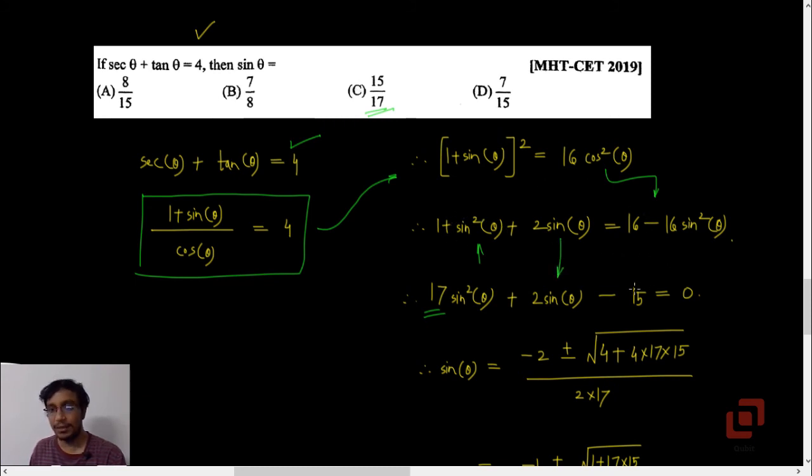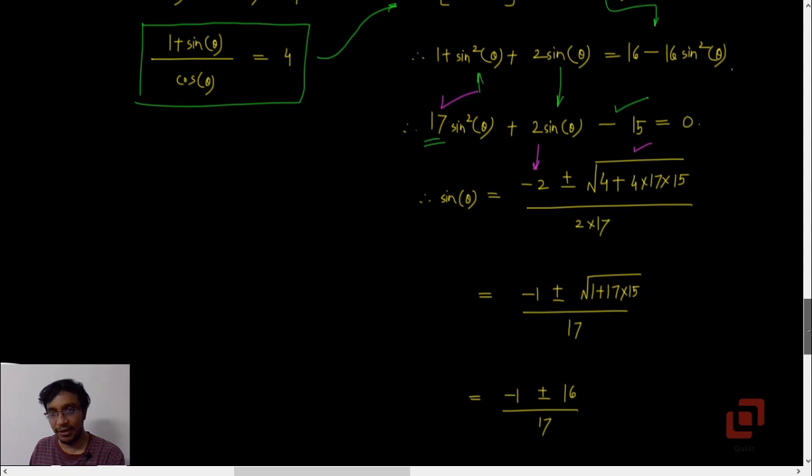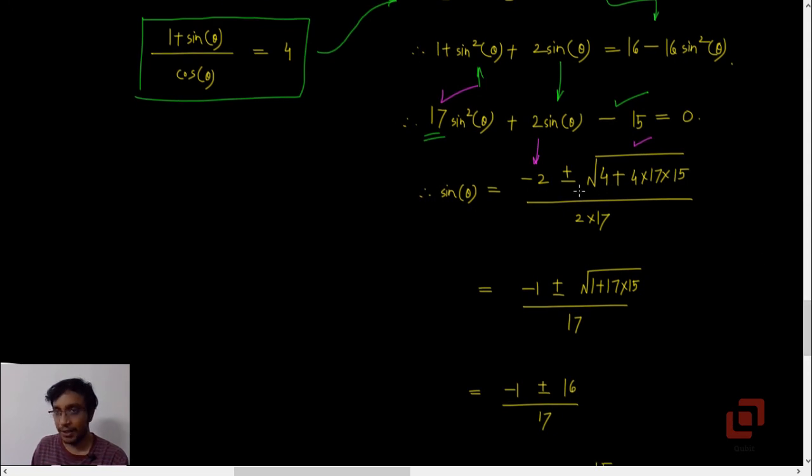Shift 16 there, so 1 minus 16 is 15. Solve the quadratic equation. Sin theta will be minus b plus or minus root of b squared minus 4ac. So minus 2 plus or minus root of 4 plus 4 into 17 into 15. Now what I've done is I've taken 4 common and outside the root, so we'll get 2, and that 2 will get cancelled by this 2. So it will be minus 1 plus or minus root of 1 plus 17 into 15, upon 17.